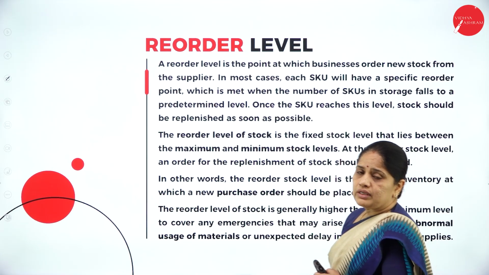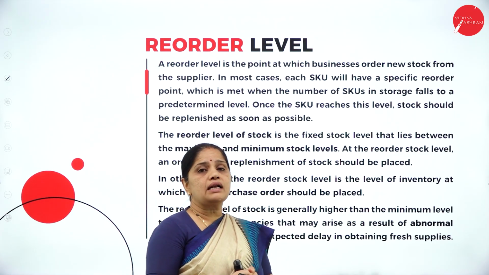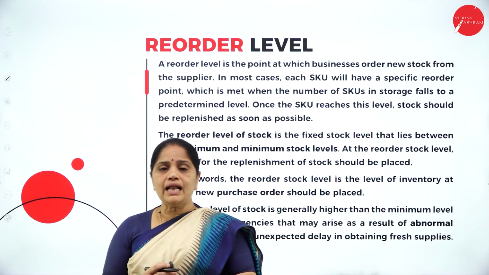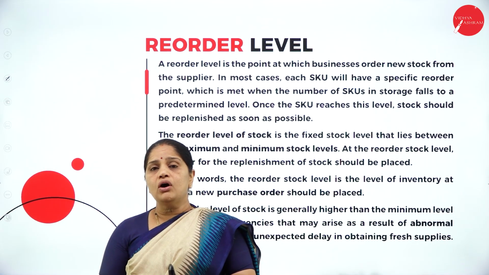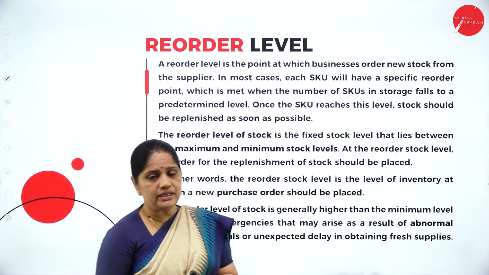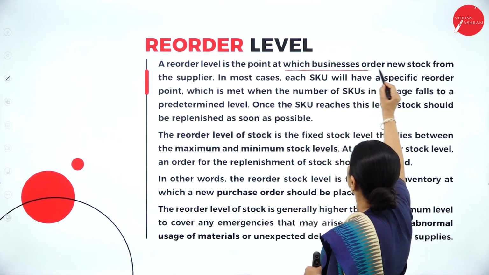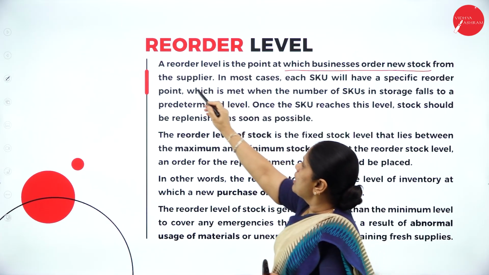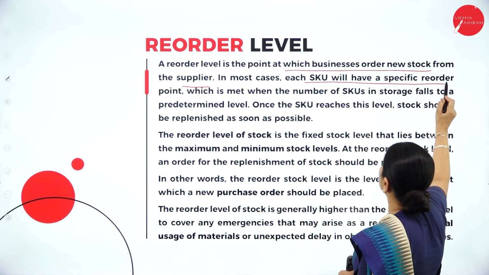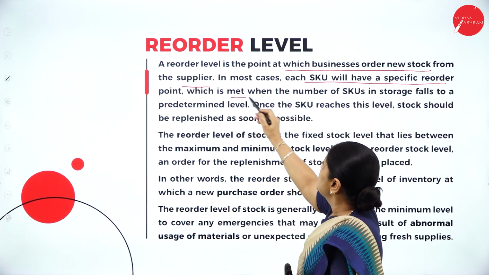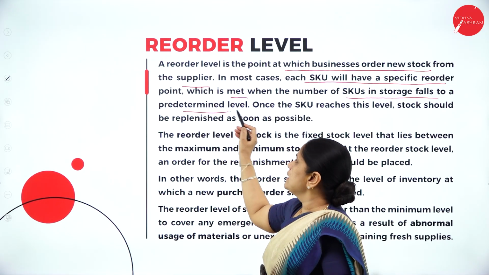Then next concept is the reorder level. So what is this reorder level? It is the level at which the inventory has to be reordered. So you go in for a new fresh supply of the raw materials, whatever is needed for production. A reorder level is the point at which businesses order new stock from the supplier. In most cases, each SKU will have a specific reorder point which is met when the number of SKUs in storage falls to a predetermined level.